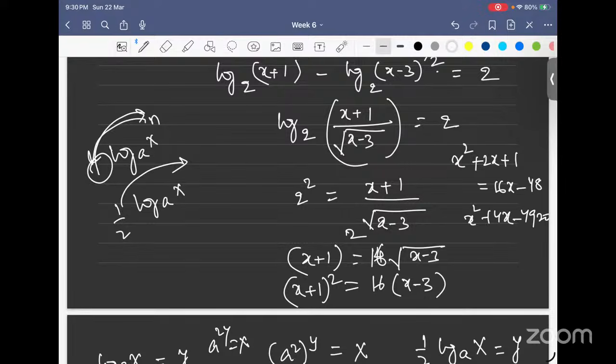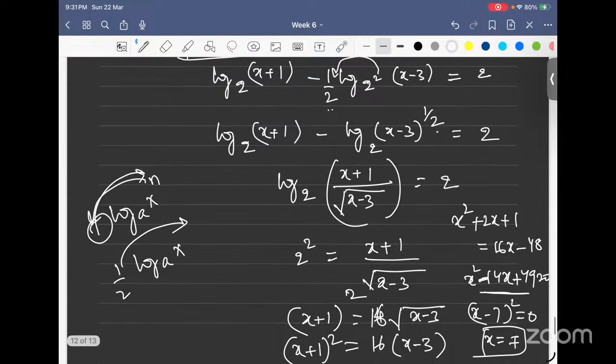Plus 49, sorry, plus 49, and minus 14x. So this becomes (x minus 7) power square, so x is equal to 7. This is correct. Anybody has any issue in this?